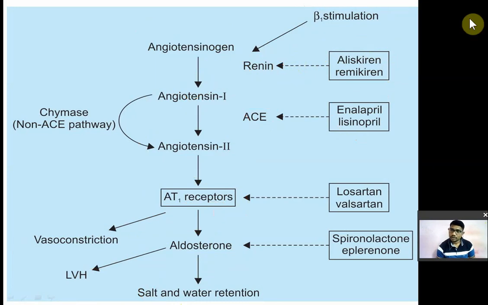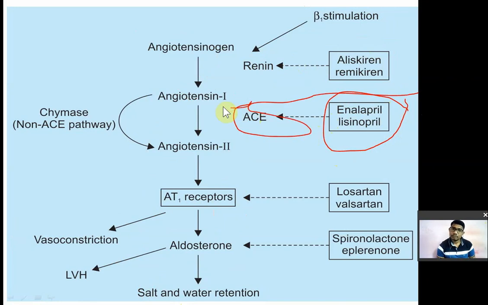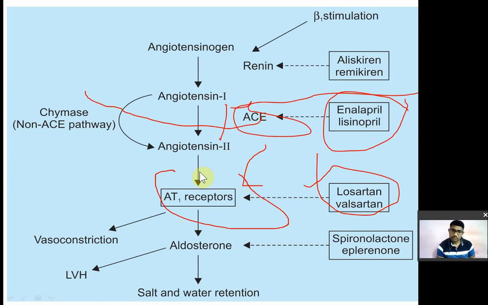Okay. Now another group: enalapril, lisinopril, fosinopril, captopril. They are known as ACE inhibitors. They will inhibit this enzyme and will prevent the formation of angiotensin second from angiotensin 1. Now this angiotensin second acts on a different receptor. These drugs, losartan, valsartan, telmisartan, irbesartan, are known as angiotensin receptor blockers. They block the interaction of angiotensin second with the receptor, prevent vasoconstriction, and decrease the blood pressure.